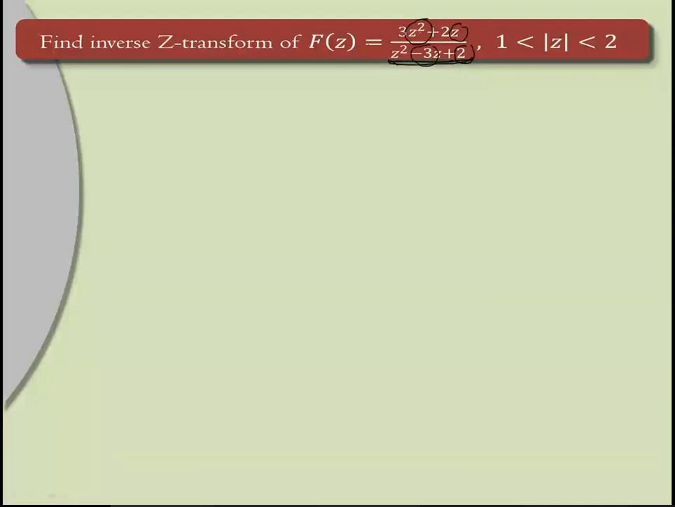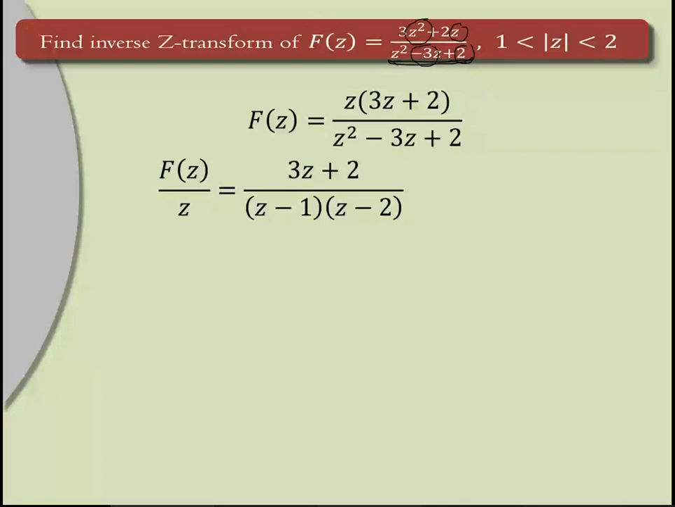So take z common, take it to the other side. So f of z by z will be 3z plus 2 upon, now the factors of this denominator, z minus 1 into z minus 2. And now use partial fraction for this. Actually, for this problem, we cannot use partial fraction directly. We can use partial fraction when the power of the denominator is greater than the power of the numerator. But here the powers are the same. So we cannot directly use partial fraction.